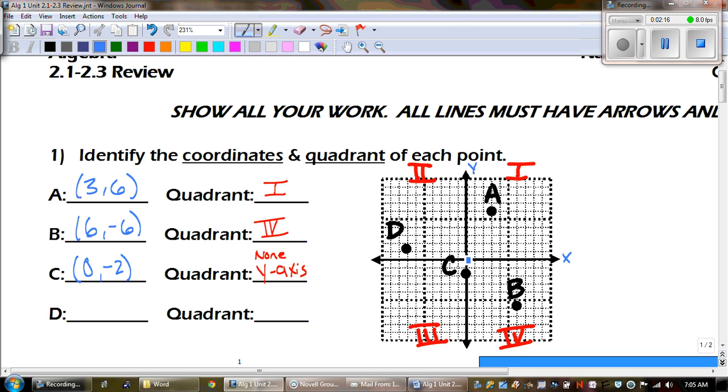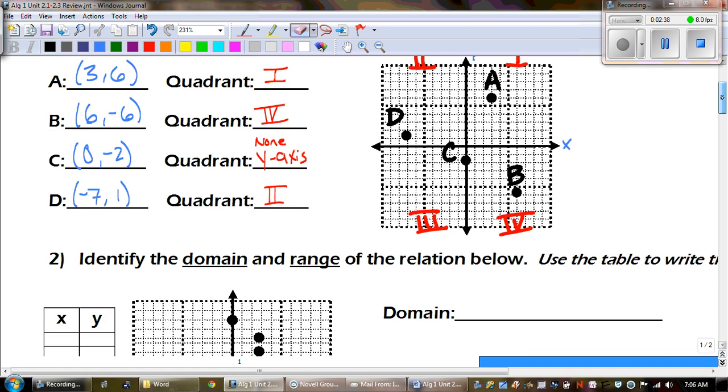Okay, in D, once again, I'm going to make that jump to 5, 6, 7, up 1. Okay, so I went left 7, left is negative, and then I went up 1. And that's in quadrant 2. All right, moving on.